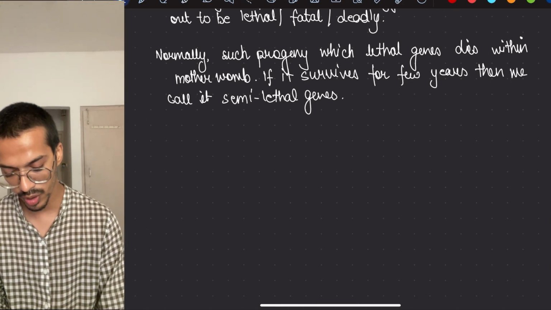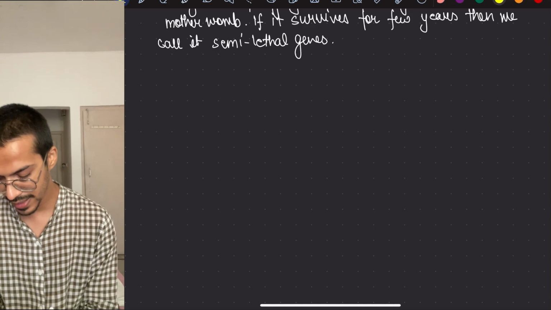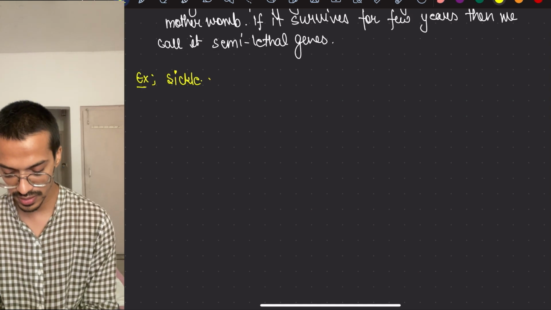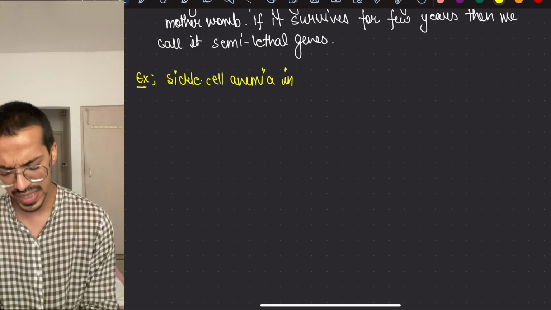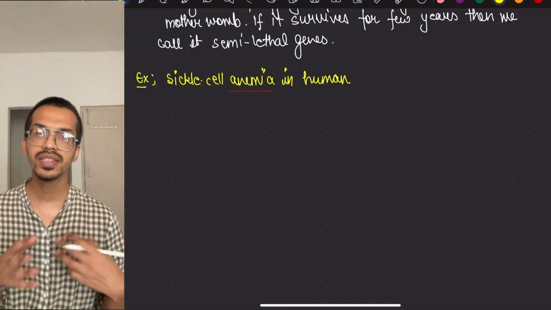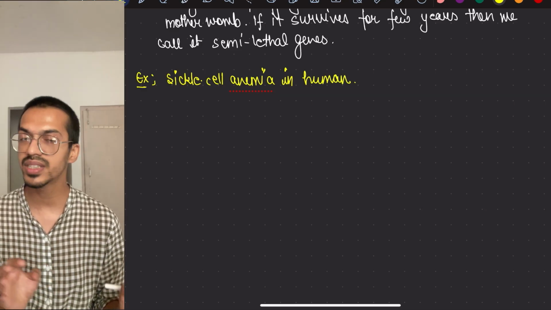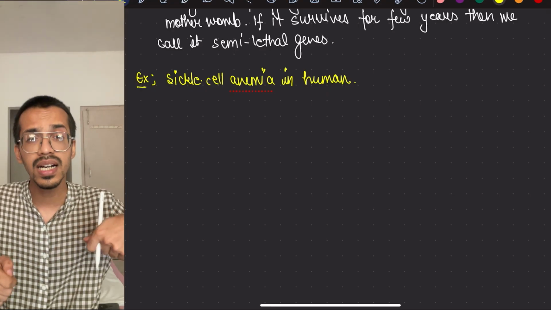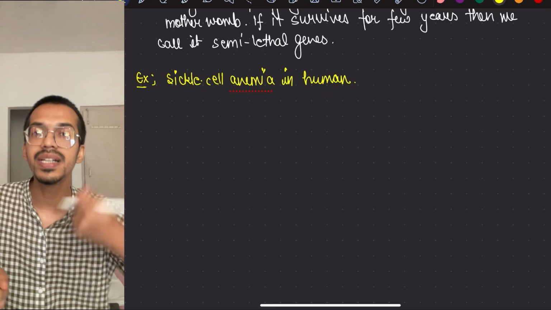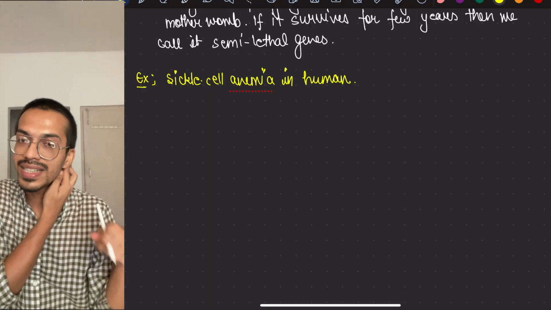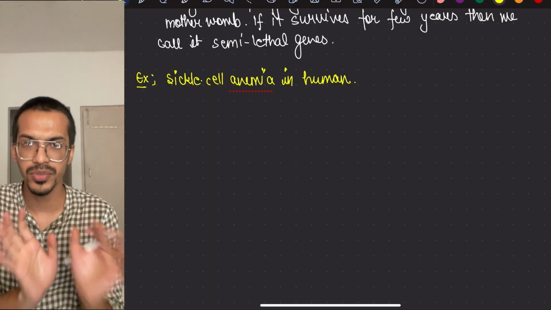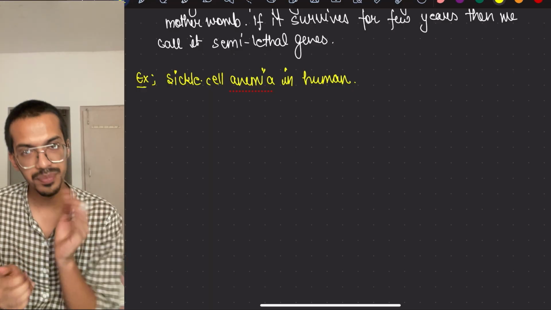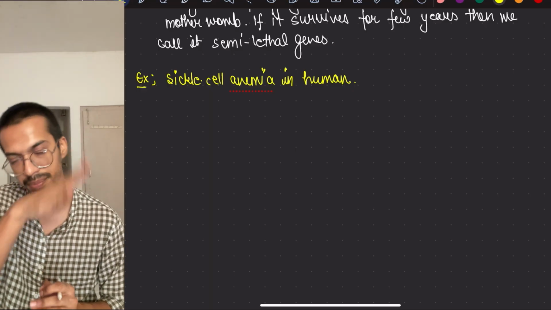Now let's see the example of it, which is the most important thing. The example is sickle cell anemia in humans. Basically, this is a disease of RBCs, where the RBCs are sickle shaped, meaning curved, C-shaped, looking like a sickle. A sickle is an instrument to cut the crops. So the sickle shaped RBCs are there.